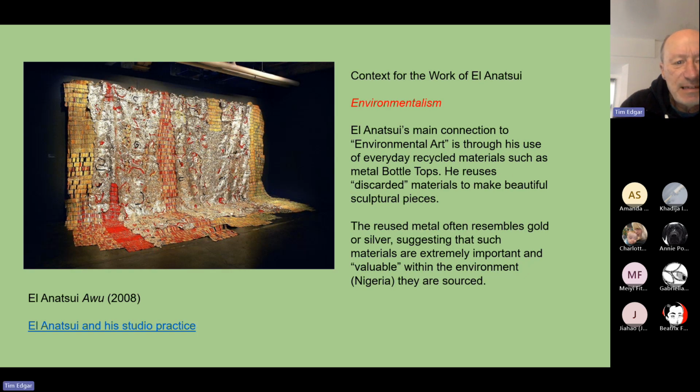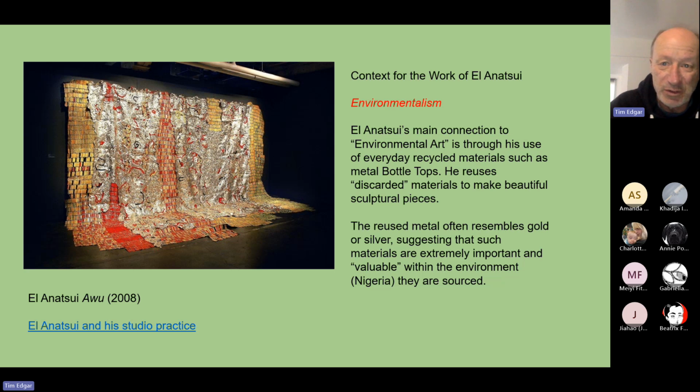And obviously environmentalism, we could say his connection to environmental art is through the recycled materials, bottle tops, discarded materials, to make these beautiful sculptural pieces. And that, I think, is one of the most interesting things for me, that some of the stuff he recycles often resembles gold or silver. Yeah, and that idea that these are very important, special.